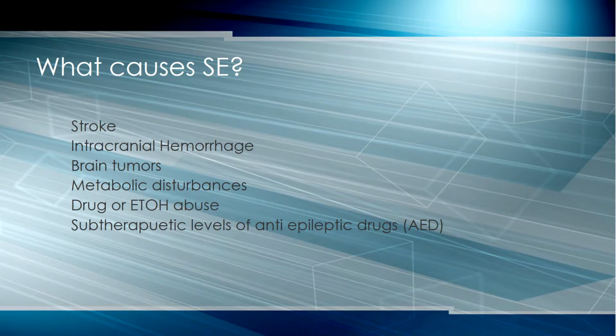So what causes status? Stroke, intracranial hemorrhage, brain tumors, metabolic disturbances, drugs or alcohol abuse, subtherapeutic levels of anti-epileptic drugs. So say you forget to take your Keppra for a week. So basically what I'm saying is all of our neuro ICU patients are at risk for having seizures and status.